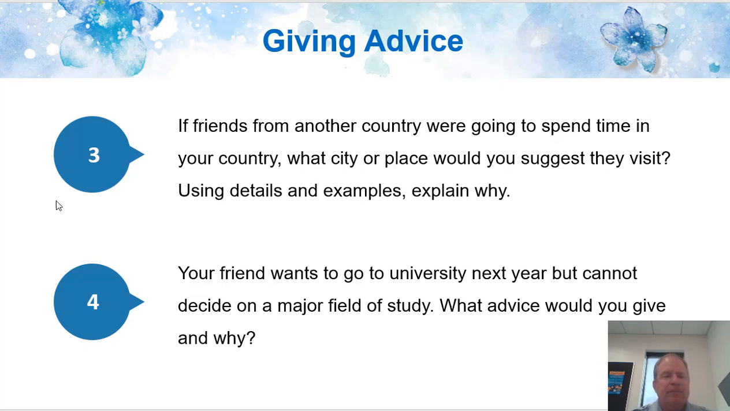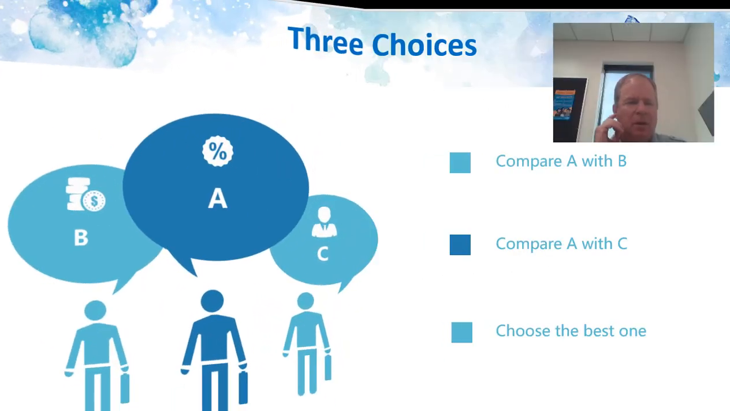Number 3. If friends from another country were going to spend time in your country, what city or place would you suggest they visit? Use details and examples. Explain why. 4. Your friend wants to go to university next year but cannot decide on a major, field of study. What advice would you give and why?